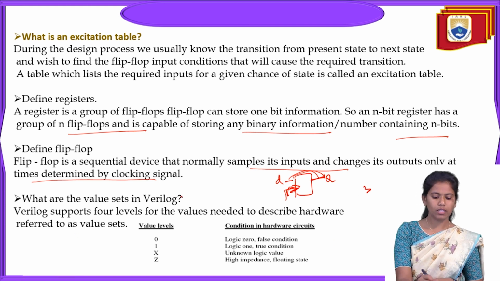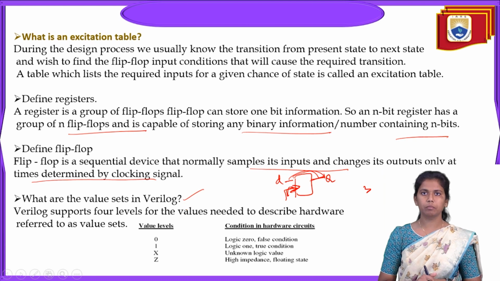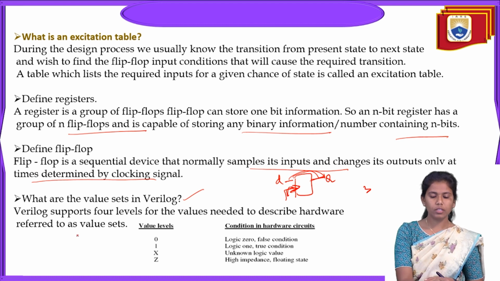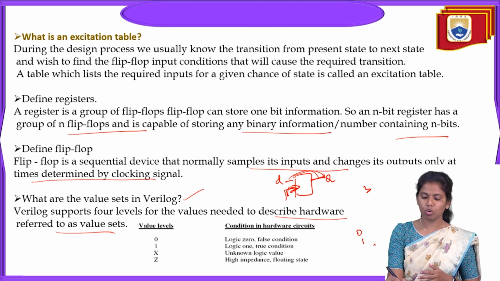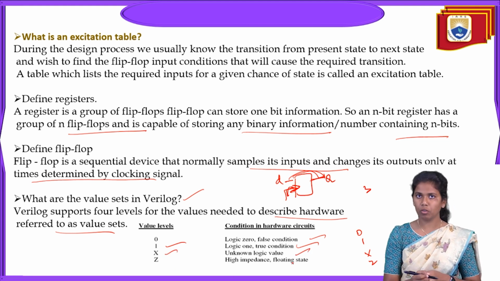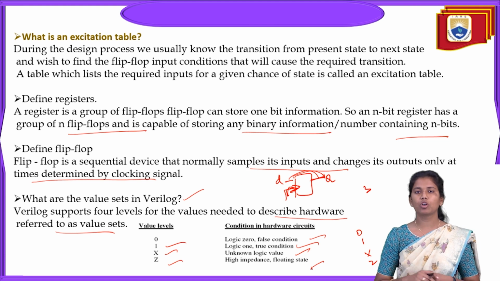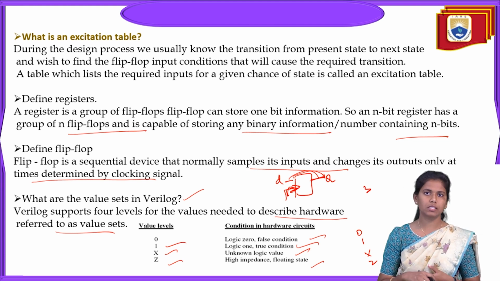And then, what are the value sets in Verilog? In Verilog, value sets are one of the tokens that we can consider. Verilog supports 4 levels for describing hardware, referred to as the value sets. The basic value sets in Verilog are 0, 1, X and Z. 0 is meant for logic 0, that is the false condition, and 1 is meant for the true condition. X is meant for the unknown logic value, and Z is meant for the high impedance or floating state value. So Z represents high impedance, X represents the unknown logic value, 1 represents the true statement, and 0 means the statement is false.